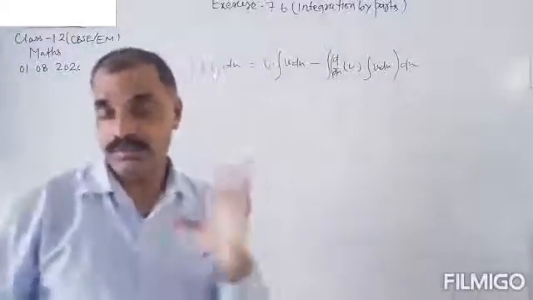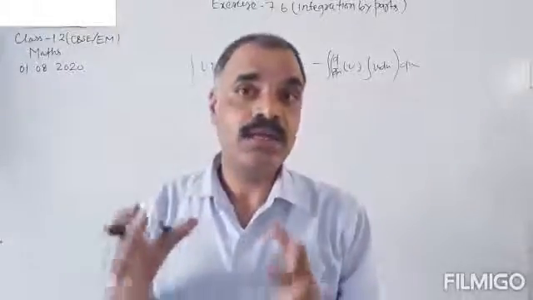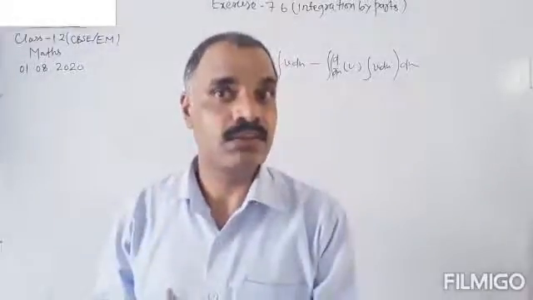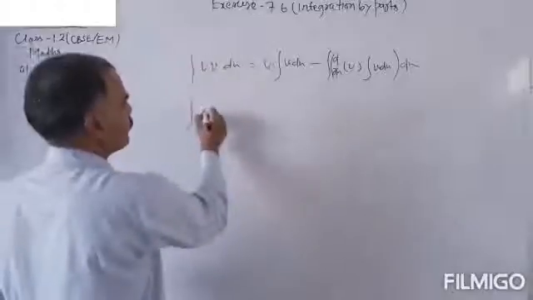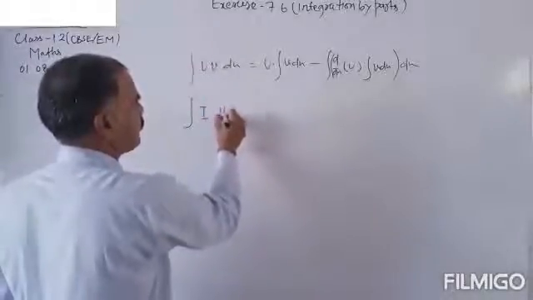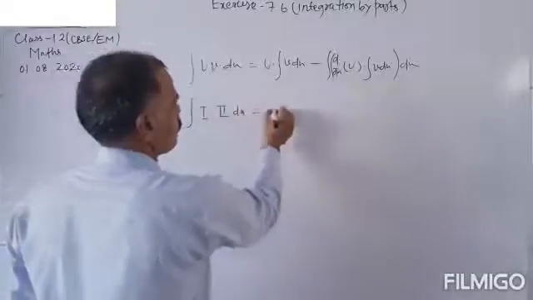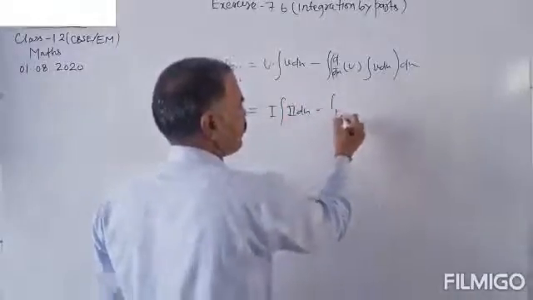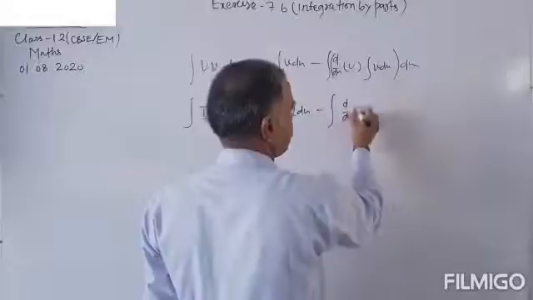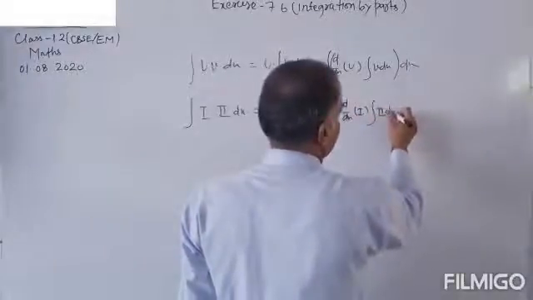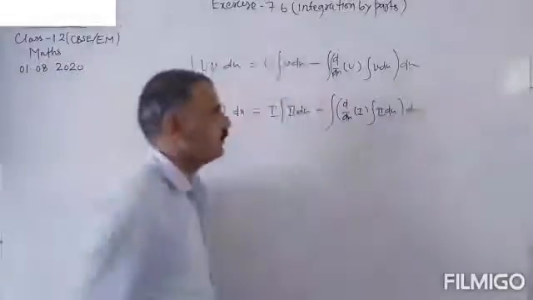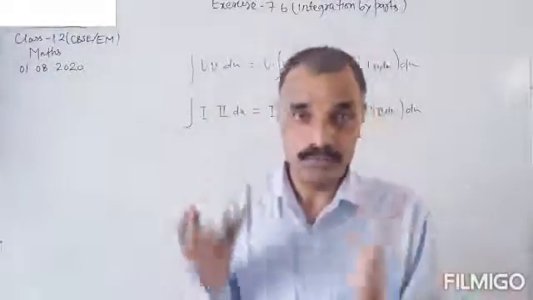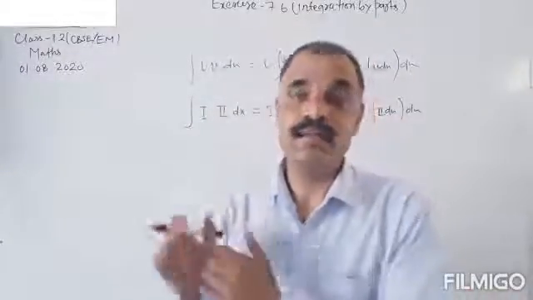Here u and v are two functions, in which one of them is the first function and the other one is the second function. So if I take u as the first function and v as the second function, then the integral of u v dx is equal to the first function times the integration of the second function, minus the integration of the product of the differentiation of the first function and the integration of the second function dx. So this is the formula for the integration of the product of two functions, that is integration by parts.